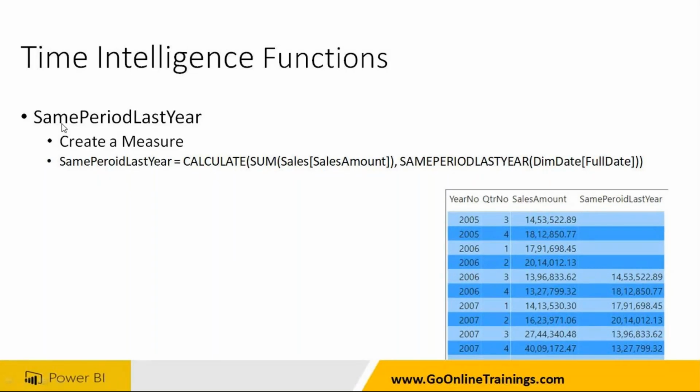Now here same period means it could be quarter, it could be month, it could be year, week, it could be anything. Clear? So calculate blah blah blah. We have to use a function called same period last year, and we are going to be using dim date, full date. These are very, very simple functions. So same period last year, if you wanted to get it, now we'll see what we can do.